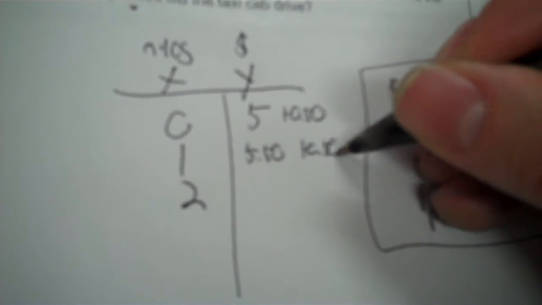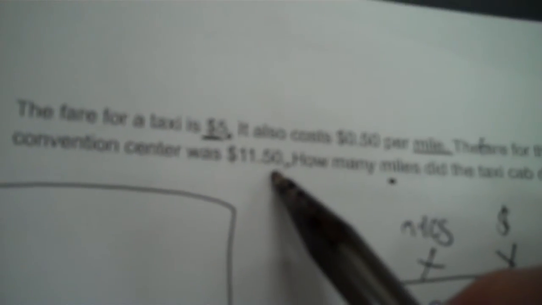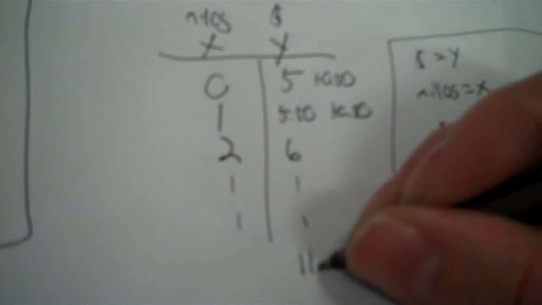Now, we have a starting amount of $5, so we put 5 there and we start adding the 50 cents. Okay, so after 1 mile you paid $5.50. After a second mile you paid $6 even, and it goes on and on. Okay, so I make my line, and actually while you do that, you might want to put $11.50 into your table under the money with a question mark.